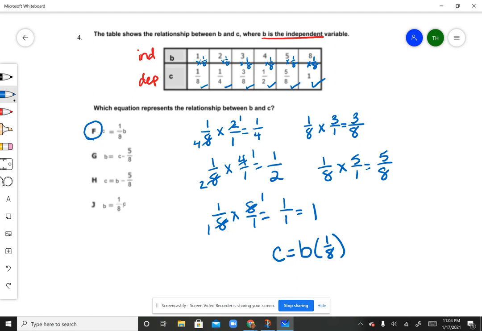B equals C minus 5/8, that doesn't work. C equals B minus 5/8, that doesn't work. B equals 1/8 times C, so that's just opposite, okay? So does my B equal 1/8 times C? Okay, so that would have been doing this row times 1/8, and that's not what we did. Okay, so I know that F is the correct answer.